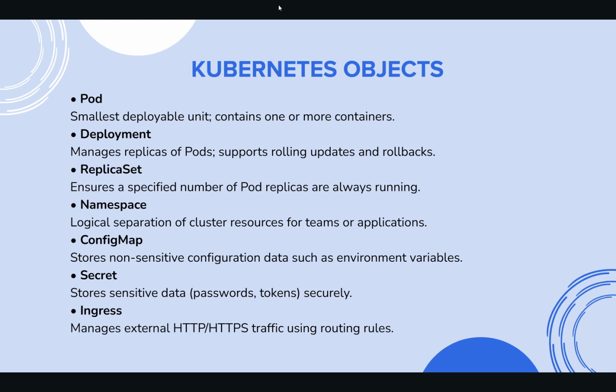Then the next slide is about Kubernetes objects. Now let's talk about the main Kubernetes objects. First one is a pod. A pod is the smallest unit in Kubernetes. It contains one or more containers running together. Then deployment. A deployment controls how many replicas of a pod should be running.